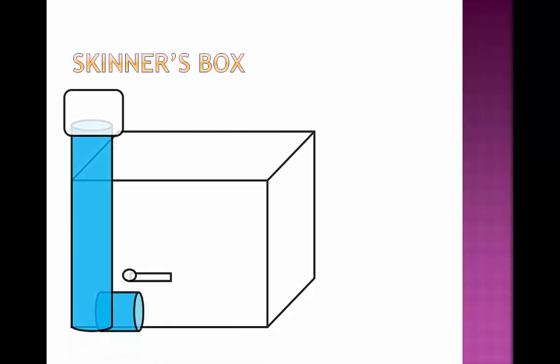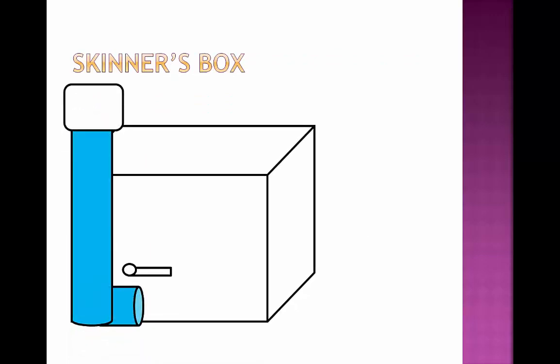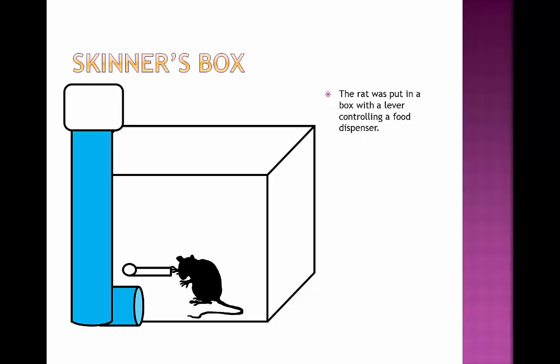Skinner's box. So here we have a box which had a tube that has food which can then go into the box. He put a rat inside the box that was being a subject to operant conditioning in order to show how it could get its food. The rat was simply put into the box with a lever that was controlling a food dispenser. So the food was put at the top of the box which the rat couldn't see.